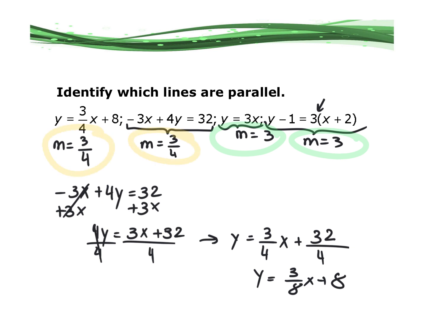Now, we have to look at the y-intercept in order for us to be able to figure it out. So for the yellow one, we have a y-intercept of 8 and a y-intercept of 8. Now, since they have the same y-intercept and they have the exact same slope, well, I don't know why I wrote 8 down here. I meant to write 4.